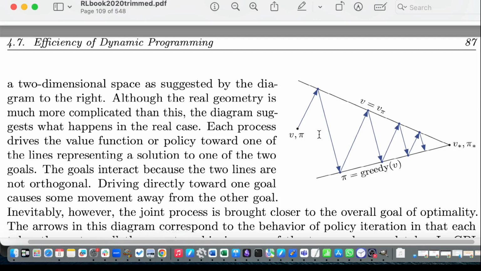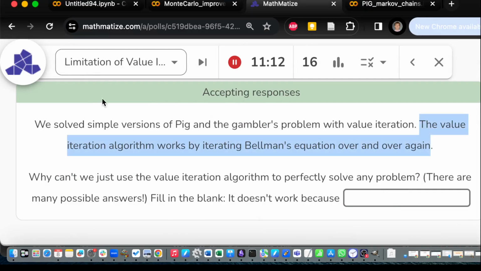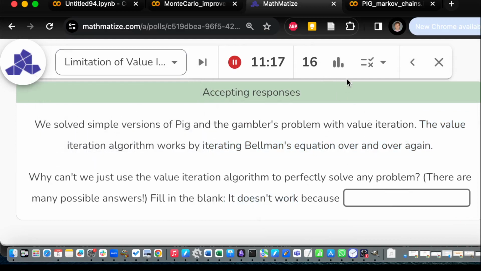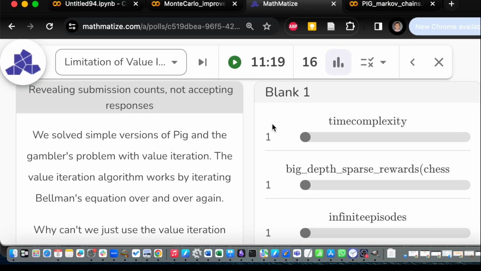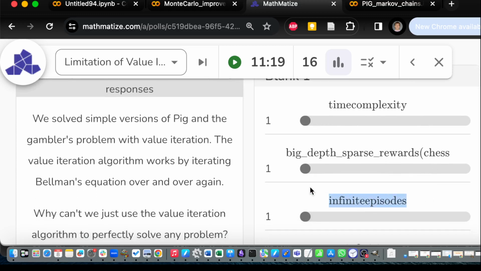Okay, let's see what you said on the Mathmatize question, and that's where we're going to start off next class. Limitations of value iteration. It doesn't always work because why? Time complexity. This is something that happens. It can get too big. If the state space is too big, things will slow down a lot, and you'll see it doesn't work. Infinite episodes. For episodes that go forever, you must have a discount factor for it to make sense, and then value iteration is still totally fine. You'll just have a gamma inside the Bellman equation.